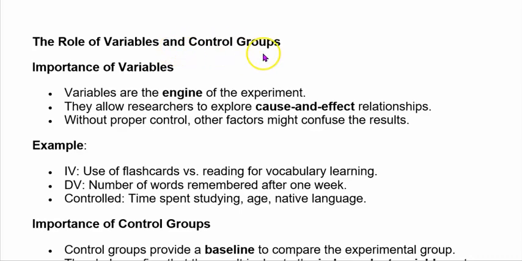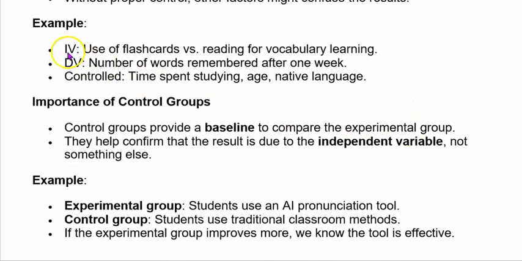The role of variables and control groups. Importance of variables. Variables are the engine of the experiment. They allow researchers to explore cause and effect relationships. Without proper control, other factors might confuse the results. Example, independent variable, use of flashcards versus reading for vocabulary learning. Dependent variable is number of words remembered after 1 week. Control: time spent studying, age, and native language. They are all control variables.